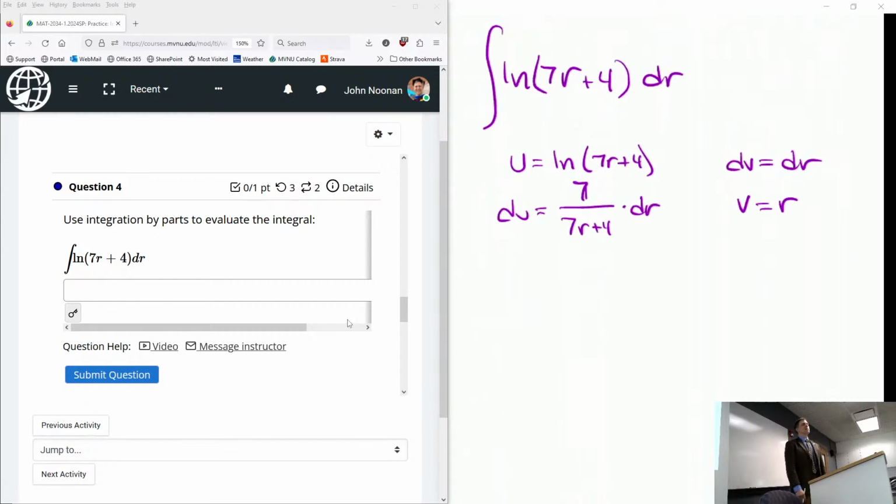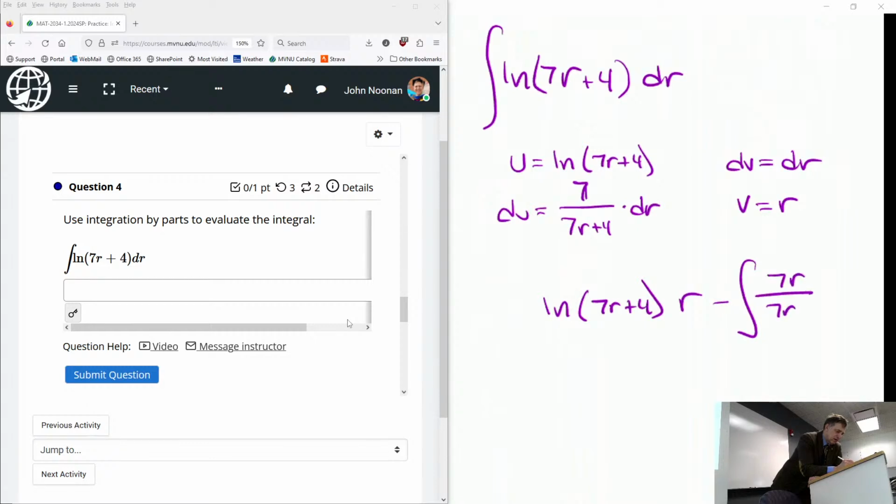So the main issue here is going to be with the next step, after we get done doing our integration by parts. So this is going to be this. You've got uv. Okay, the uv is easy. The important thing is the v du, right? I better write down the uv. Okay, uv is ln of 7r plus 4 times r minus 7r over 7r plus 4 dr.